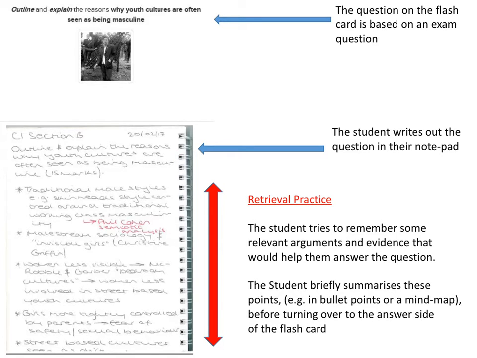And then, as we can see with this example over here, what the student is then required to do in their notepad is to briefly summarize these points. And this can be done either through bullet points, as we can see here, or perhaps as a mind map. But it's important that they engage in retrieval practice before turning over to the answer side of the flashcard.